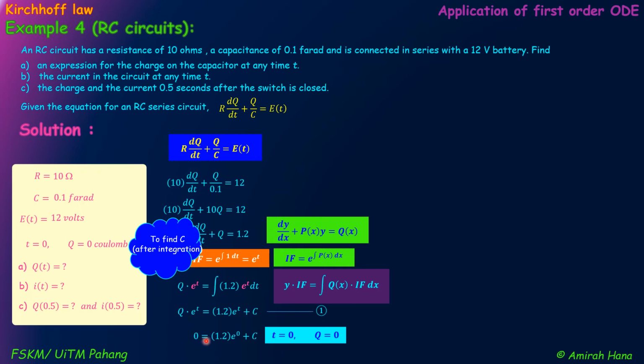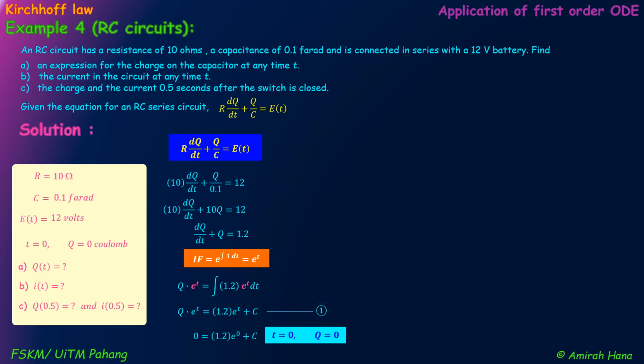After we substitute, we get Q equals 0. Zero times any value still equals 0, and it equals 1.2 e to the power of 0, plus C. After that, e to the power of 0 equals 1. After we simplify, we get 0 equals 1.2 times 1, which is 1.2, plus C. From here we can solve for C, so we get C equals negative 1.2.